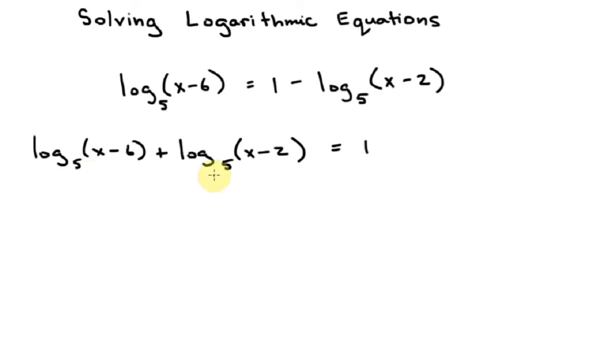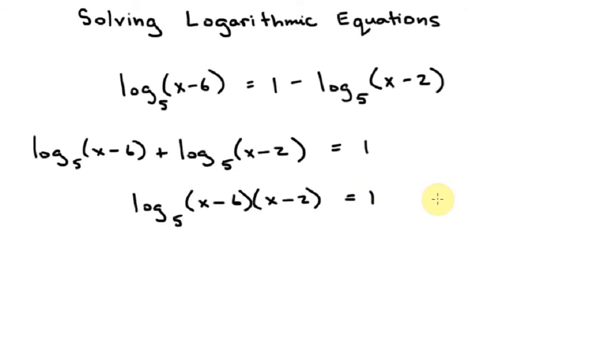Then I look at these two logs and I go, hey, they're both base 5, and I'm adding them together. Why don't I combine them into one logarithm? And I can combine them through multiplication. So I have log base 5 of (x minus 6)(x minus 2) equals 1.